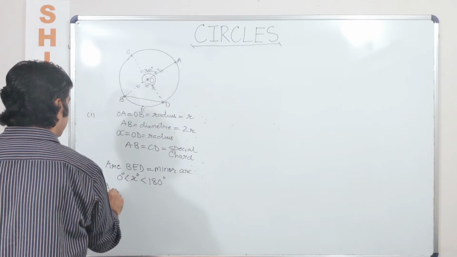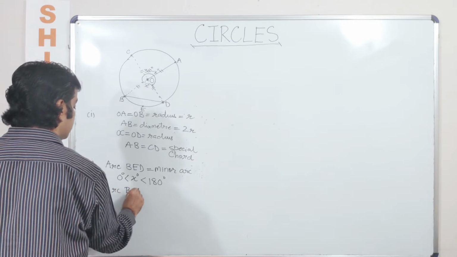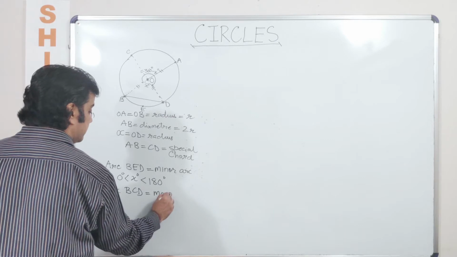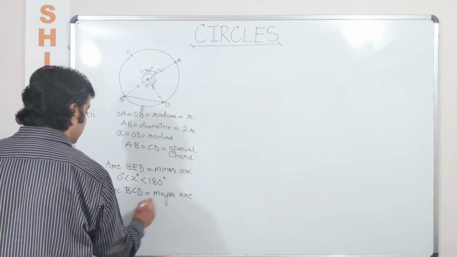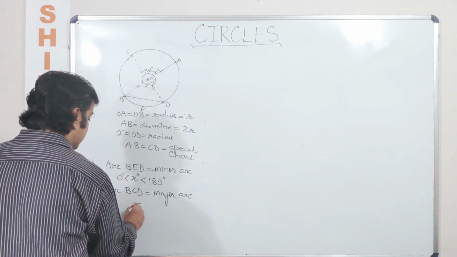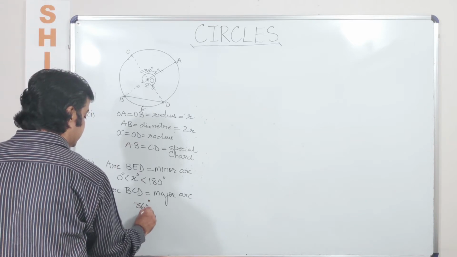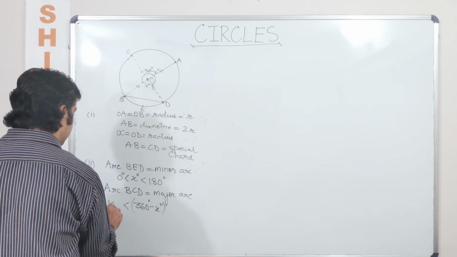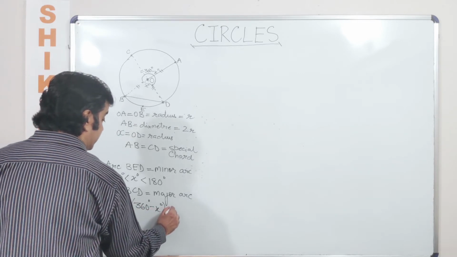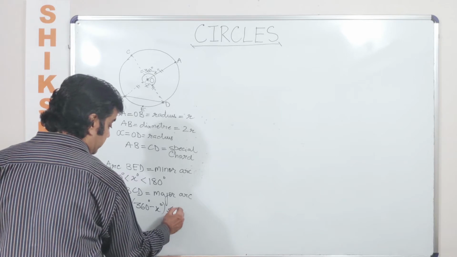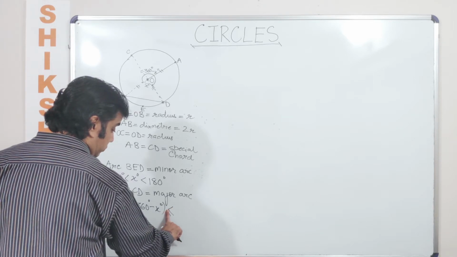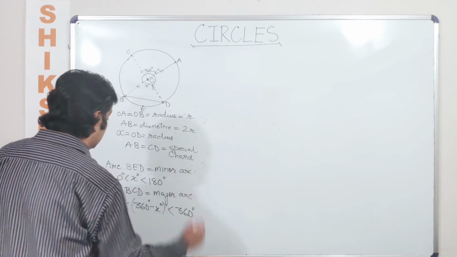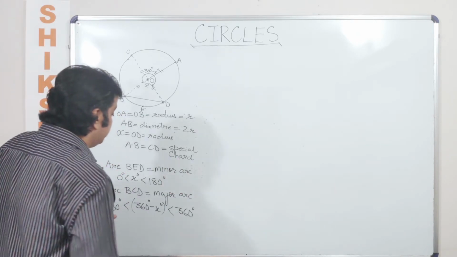So let's say arc BCD is known to be a major arc. And why is this known to be a major arc? Because of the angle which it is subtending, and the angle here is 360 degrees minus x degrees. This will definitely be greater than 180 degrees, but it will be lesser than or equal to... can it be equal to? No, it will be lesser than 360 degrees. This is the definition of minor arc and a major arc.